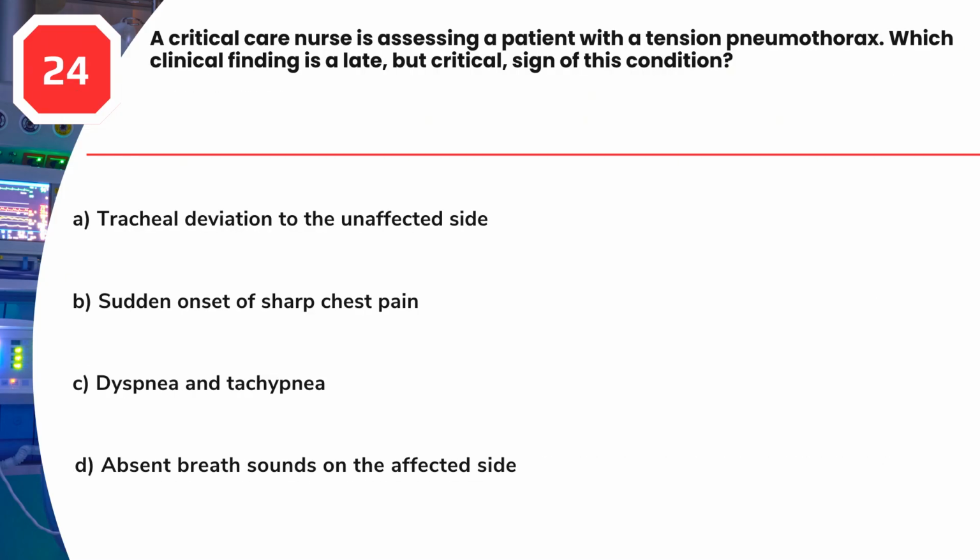Question 24. A critical care nurse is assessing a patient with a tension pneumothorax. Which clinical finding is a late, but critical, sign of this condition? A. Tracheal deviation to the unaffected side. B. Sudden onset of sharp chest pain. C. Dyspnea and tachypnea. D. Absent breath sounds on the affected side.